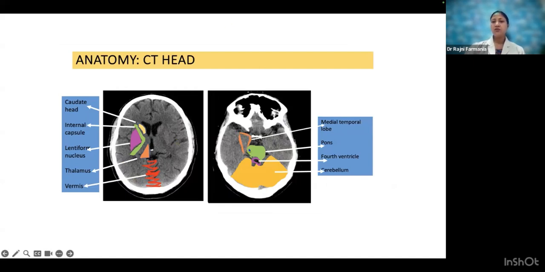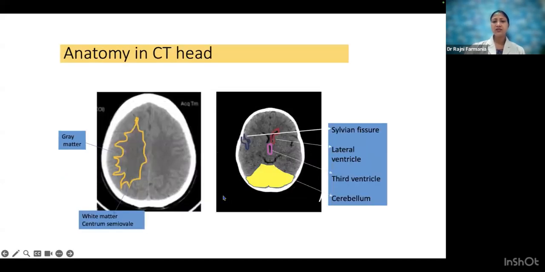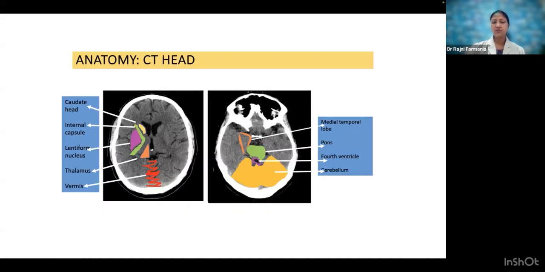Now, lower down, this is the medial temporal lobe. This section is important to know about herniation. Whenever the child is sick, you really want to see this section, to see what is happening to the temporal lobe. Is there any early sign of herniation? The pons can be seen as a part of the brainstem, the fourth ventricle can be seen, and the cerebellum can be seen. This is the upper section, this is a little mid section, and this is the lower section. These three sections are important, and we should know what anatomical structures we can see in them.